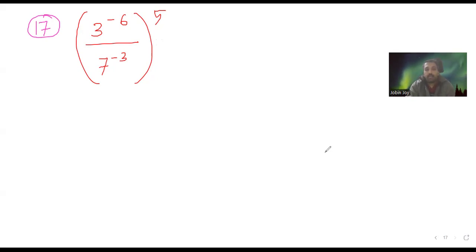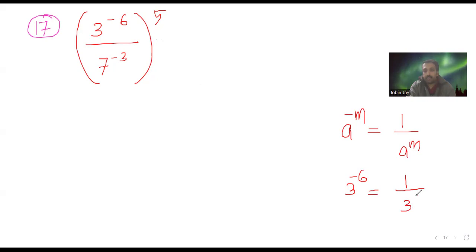Okay, so I will apply this law. What is a raised to minus m? A raised to minus m equals 1 by a raised to m. So I will calculate 3 raised to minus 6 first. What is 3 raised to minus 6? 3 raised to minus 6 is 1 by 3 raised to 6. Then next is 1 by 7 raised to minus 3, because 7 raised to minus 3 is in the denominator, right?